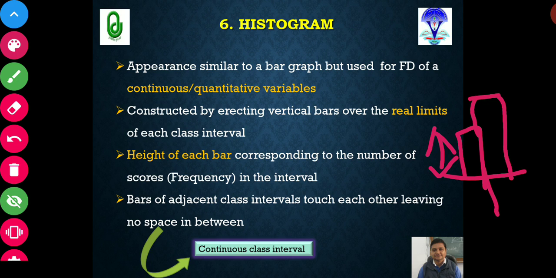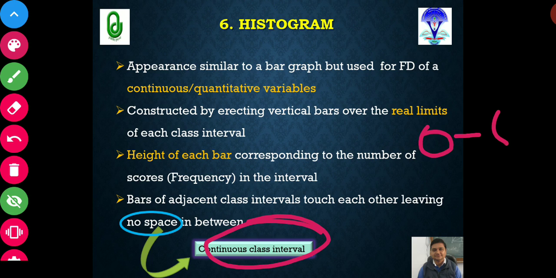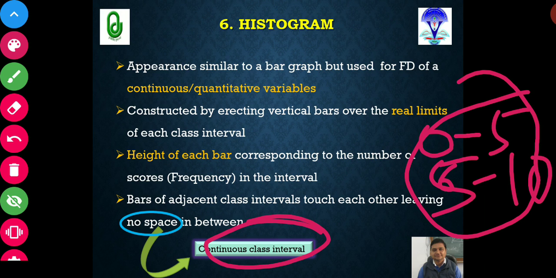If you remember the bar diagram class, I might have told you that there is a gap between the two bars in the case of a bar diagram, but in the case of a histogram there will not be any gap between the two adjacent bars. This no space represents that the data you are dealing with is continuous, that is, the class interval is continuous. Continuous means if it is 0 to 5, the next one will be 5 to 10. So this is how the histogram is prepared.